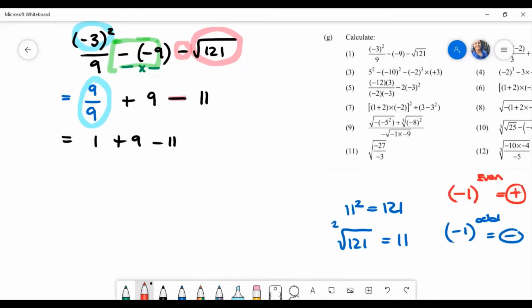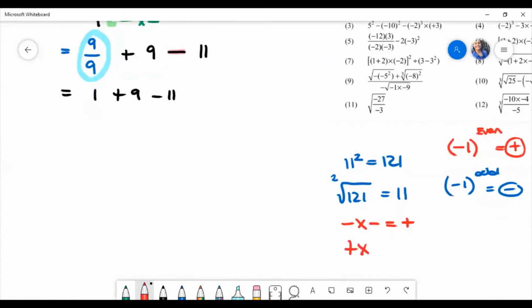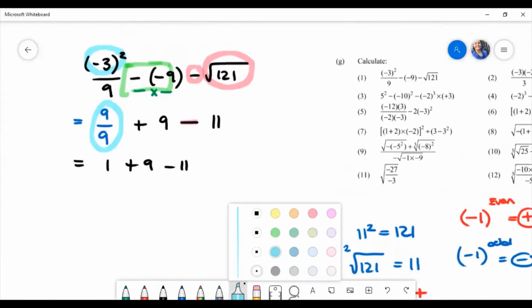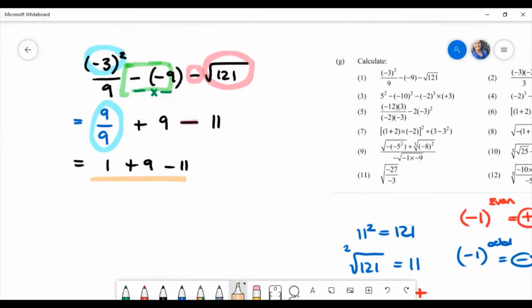Now we are not performing any rules with regards to a minus times a minus is a plus, or plus times a minus is a negative. When we are at this step, we are moving on our number line. So we are jumping around. We have a positive 1. We add another 9, which means we move to the right-hand side. And then we subtract 11, which means we move to the left-hand side.